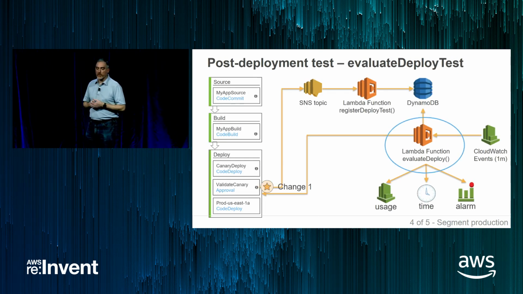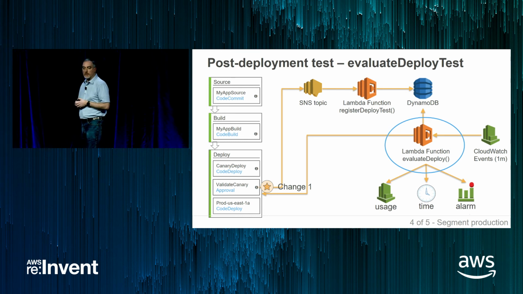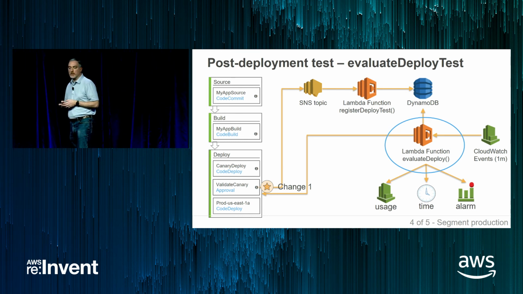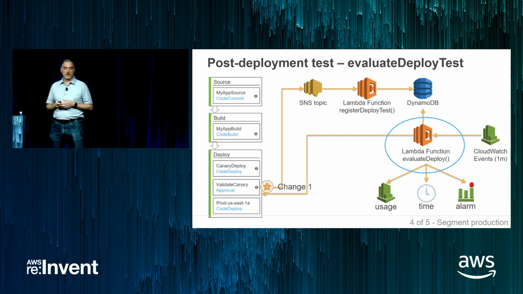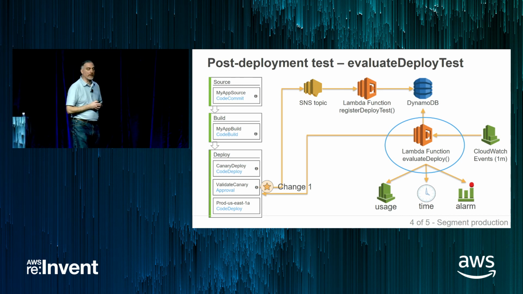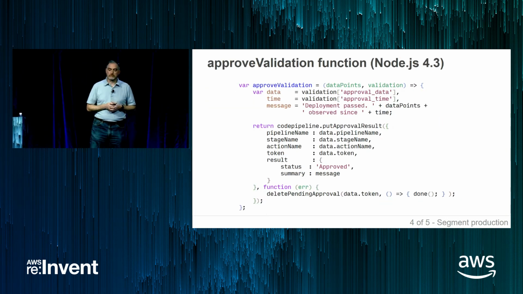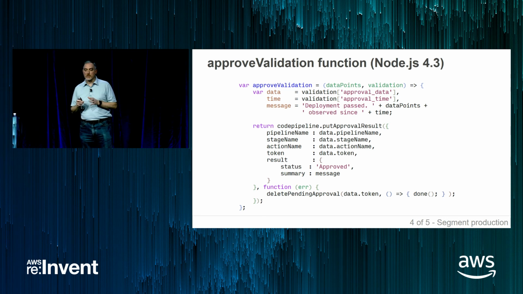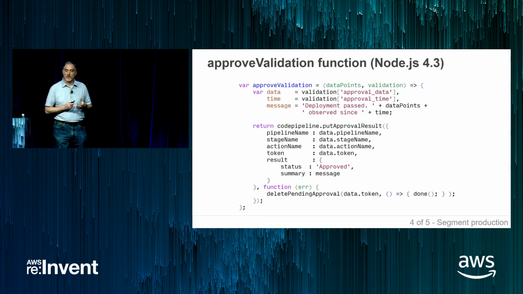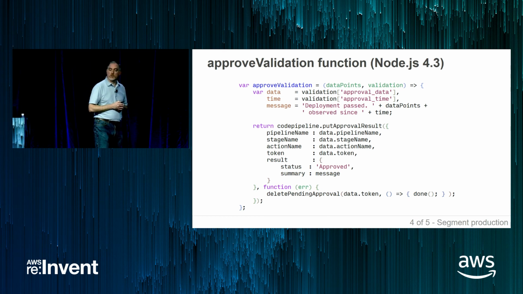Now let's look at the evaluate deploy function. It will allow a deployment to succeed if it can gather enough data points from CloudWatch. And it's going to fail the deployment if the tests take too long or if there's an alarm firing. I'm not going to show you the details of that code for that particular post-deployment test, although it's going to be available on our GitHub repository after the talk. Instead, I'm going to focus on the code to send the approval result back to CodePipeline.